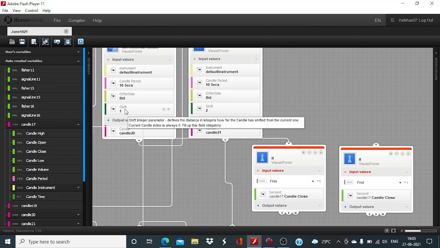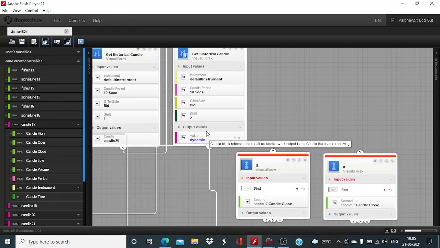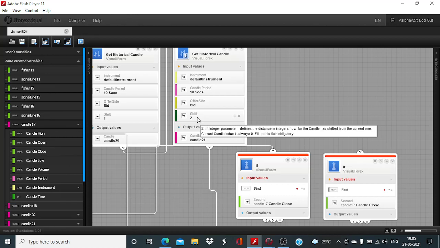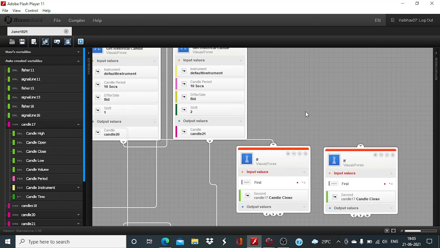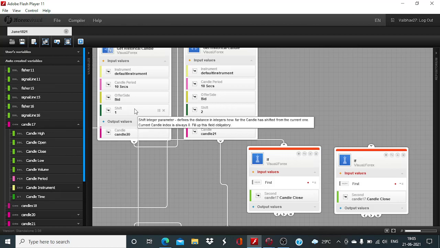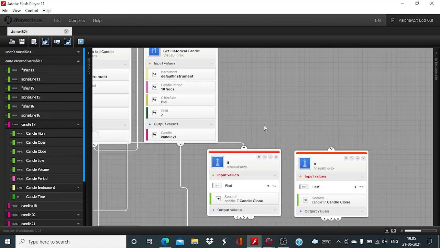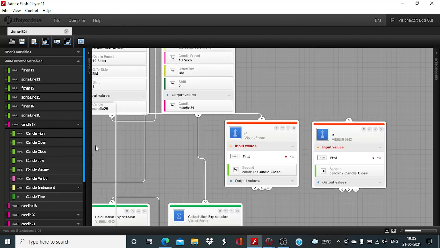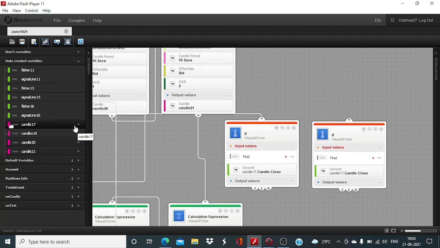Candle 20 has the look back period of 1, whereas candle 21 has the look back of 2. That means the last 10-second candle should have closed higher, whereas this candle 21 should have closed lower. That will give us the idea that the price is now rising above the last hour's candle close.